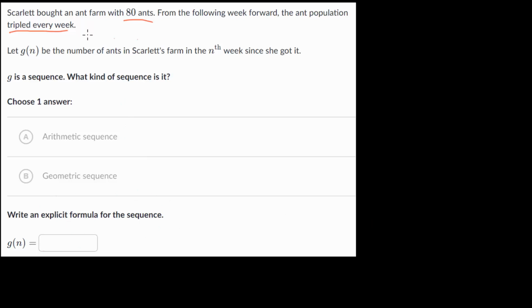So since it is tripling every week, it's multiplicative. It is multiplying from one term to the next, which we know is geometric. But let's write out a quick table here of what our sequence looks like, and we can generate the values ourselves. So let's say we have n, the term number, the week since she got it, and we have the sequence g of n. And we know that in the first week since she got it, she had 80 ants.